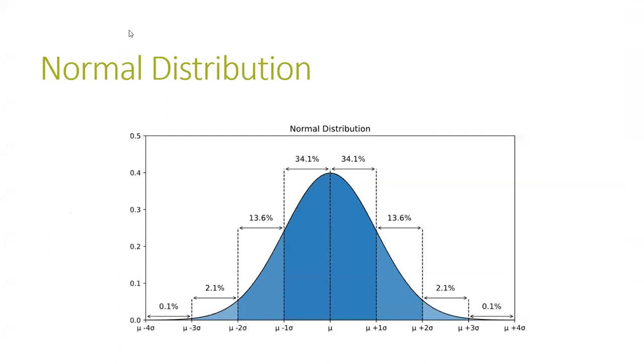Now, what the normal distribution says is, you can see that 68% of the time, 68.2% to be precise, is determined by plus or minus 1 standard deviation. To give an example, let's say there are 100 students in a class. If you arrange them by height, right?